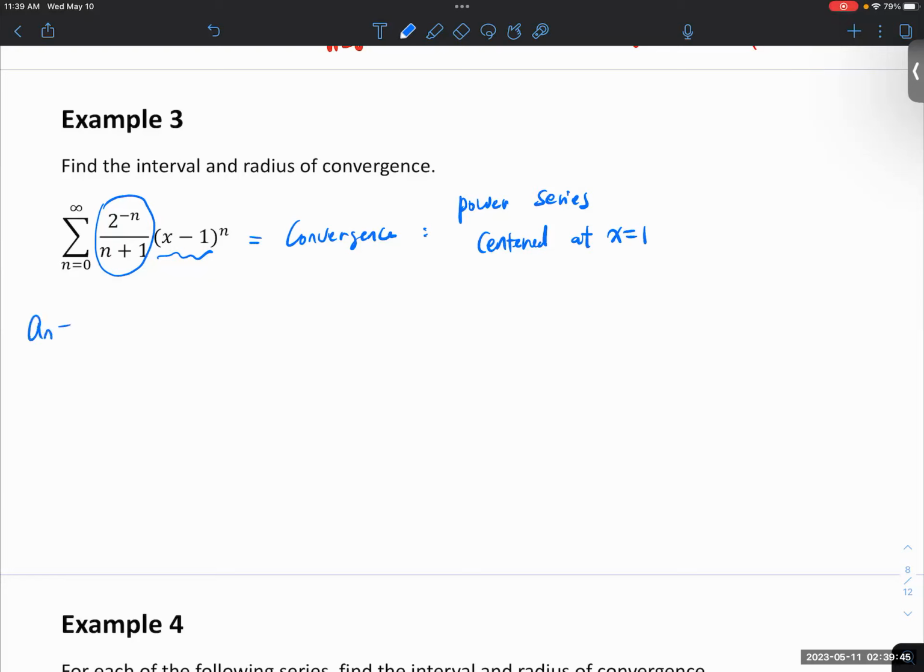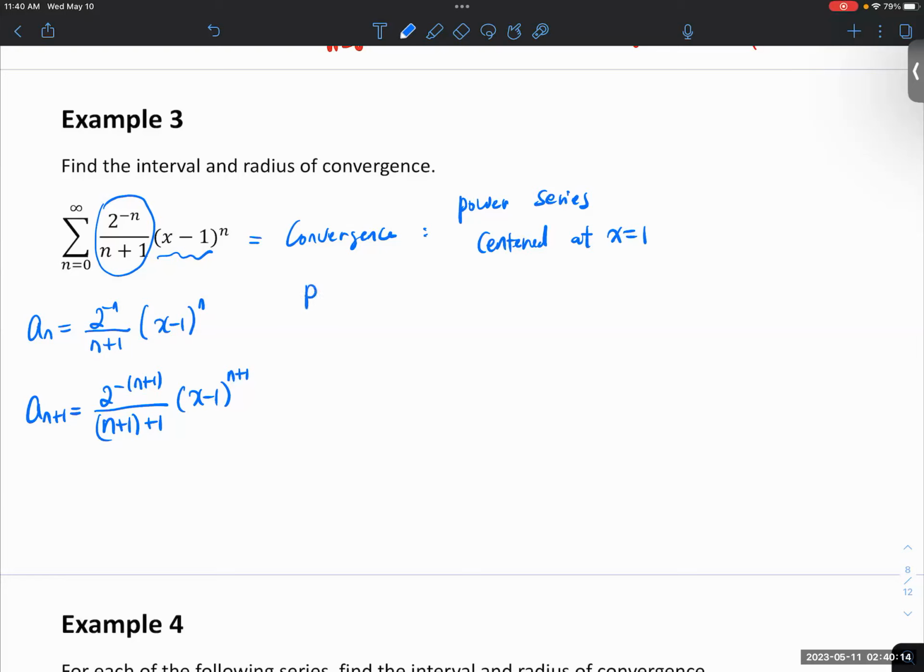So a_n is 2 to the negative n over n plus 1, times (x minus 1) to the n. And a_(n+1) is 2 to the negative (n plus 1) over (n plus 1) plus 1, times (x minus 1) to the n plus 1. You got it?